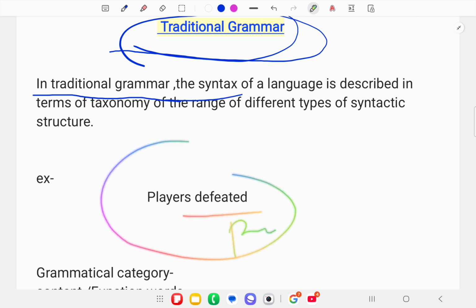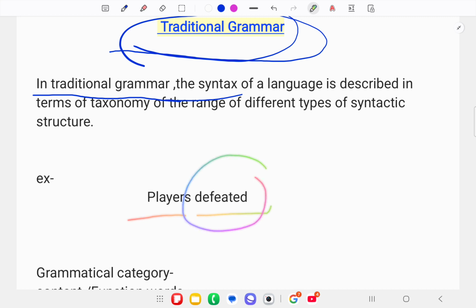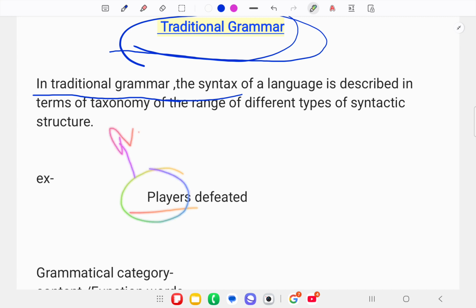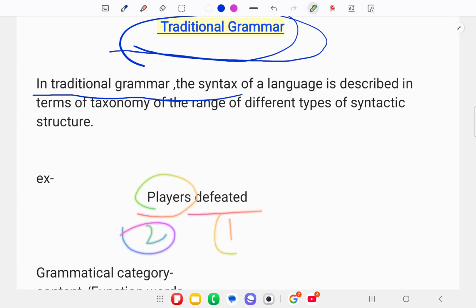Okay, so what do I want to say here? In traditional grammar we study the grammatical category of the structure of a language. So let's talk about that. Here we have an example like "players defeated". This means that here "players" is a noun plus plural form, and traditionally we can say that we have two constituents, this one and this one.